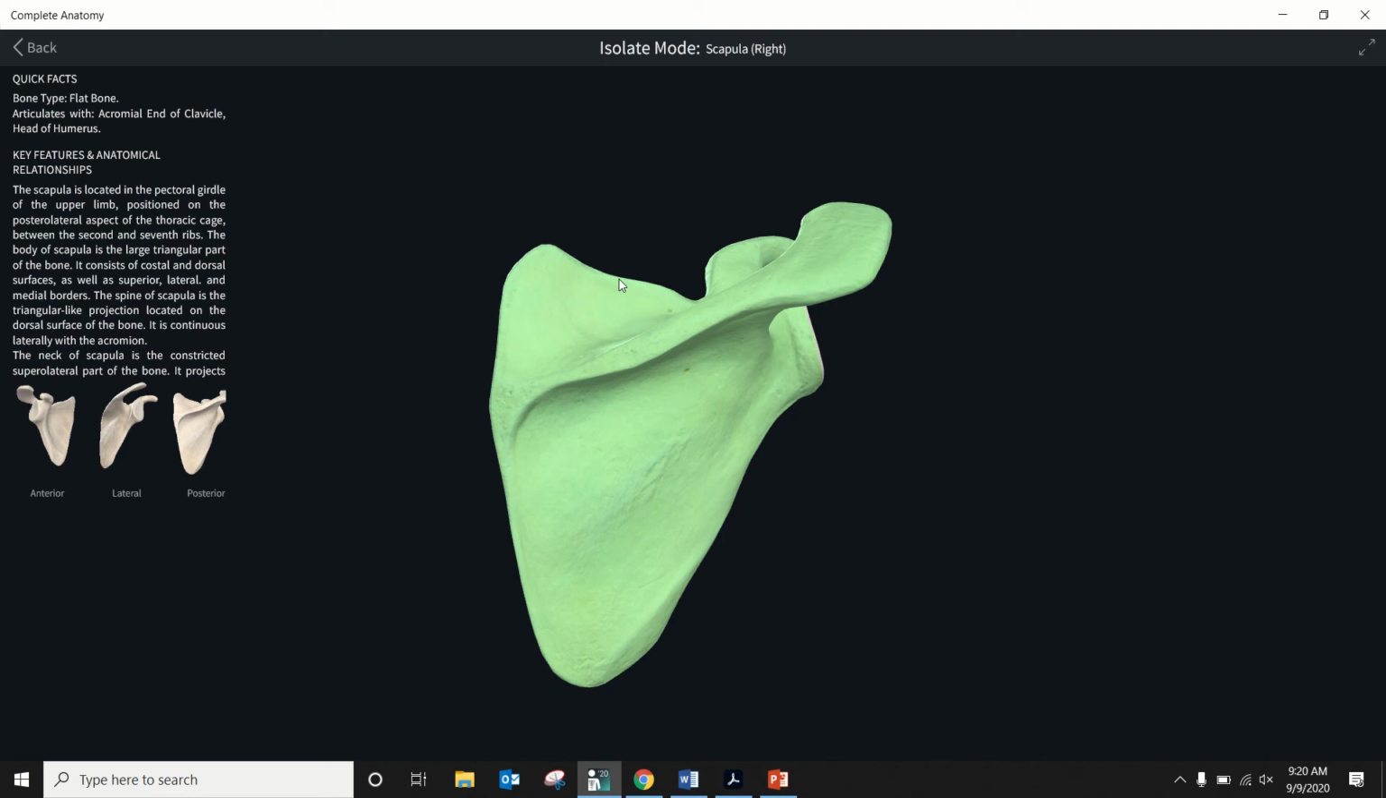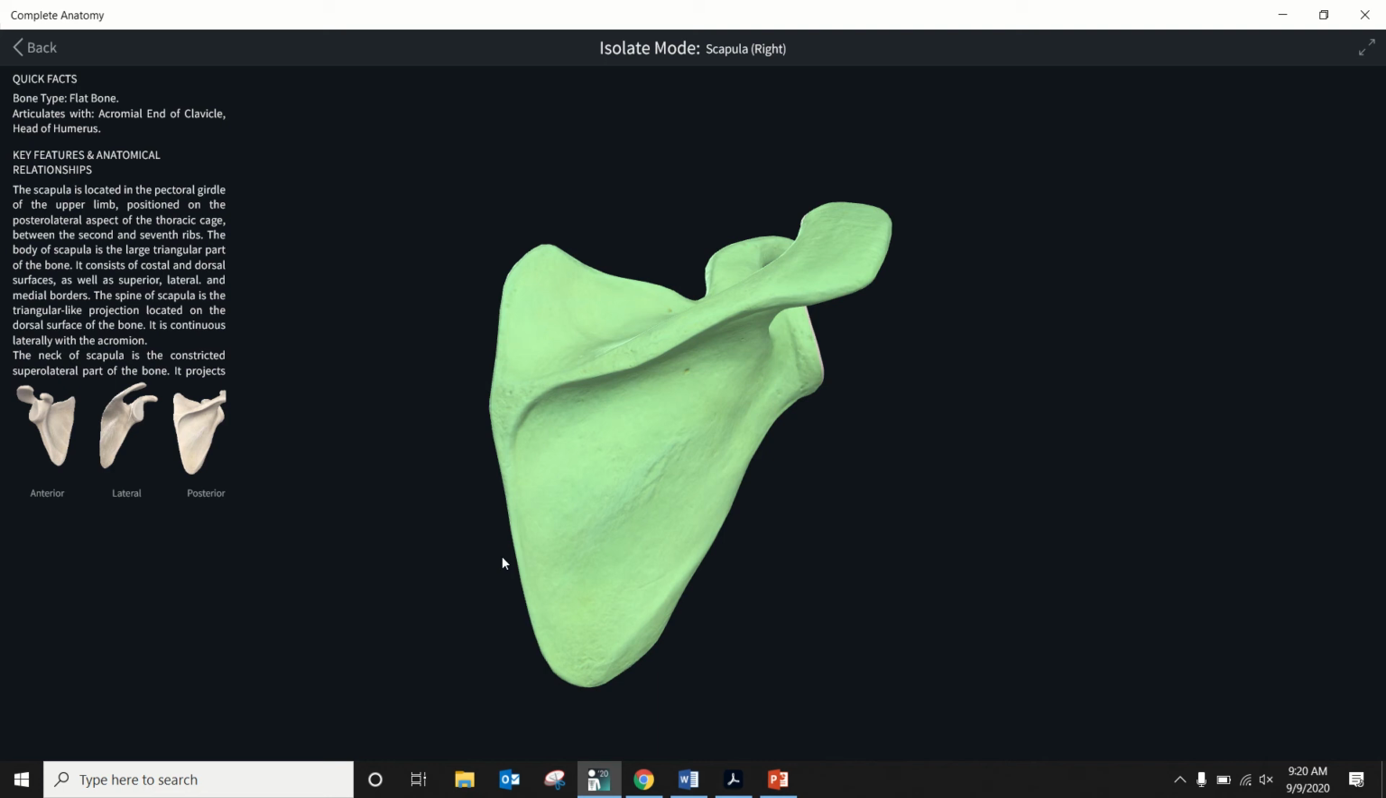The next thing then is the medial border. So the medial border is all of this. Because remember, you're looking at a right scapula, so a right shoulder blade, from the back, so from a posterior view. So this would effectively be this guy facing away from you. Remember that anything medial is closer to the midline. So this border is closer to the midline. So this is the medial border.